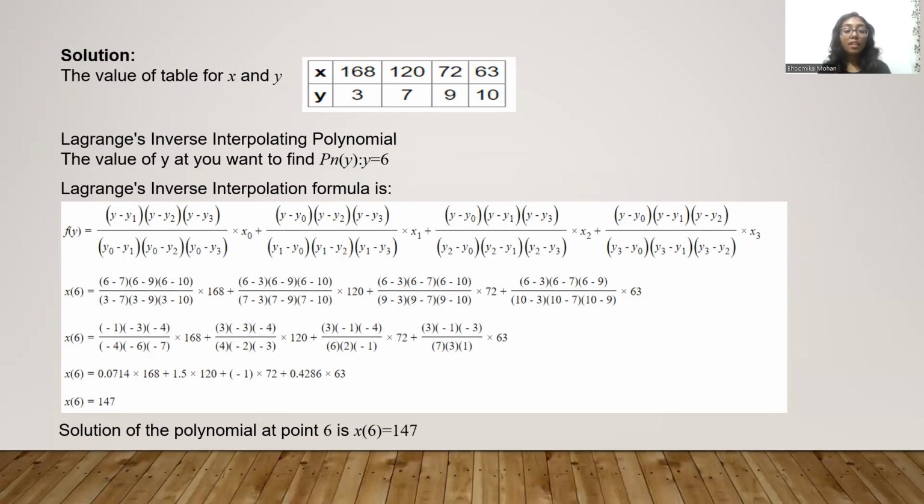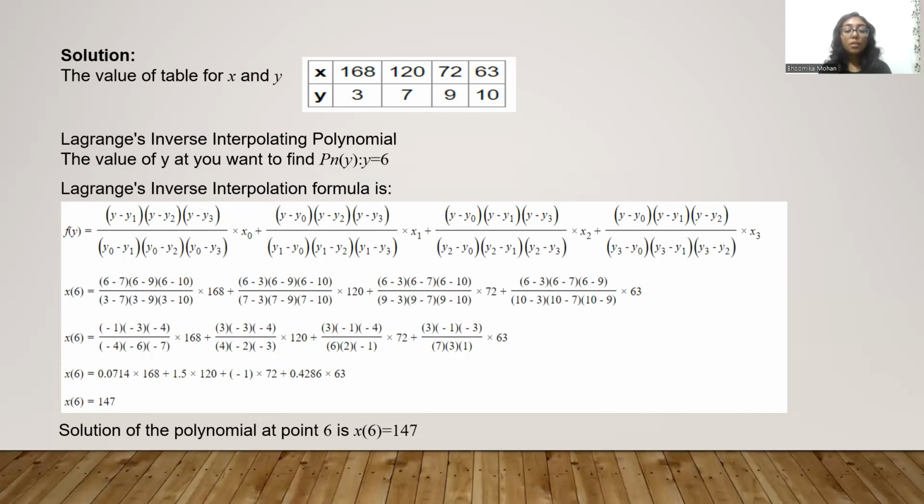X of 6 becomes minus 1 into minus 3 into minus 4 by minus 4 into minus 6 into minus 7 into 168 plus 3 into minus 3 into minus 4 by 4 into minus 2 into minus 3 into 120 plus 3 into minus 1 into minus 4 by 6 into 2 into minus 1 into 72 plus 3 into minus 1 into minus 3 by 7 into 3 into 1 into 63.